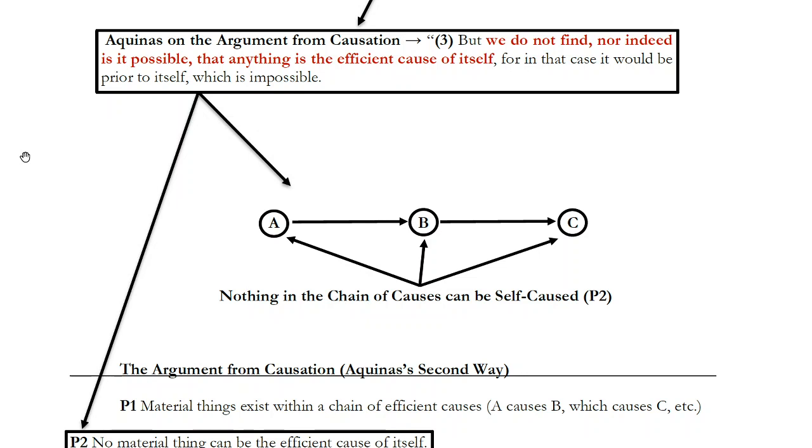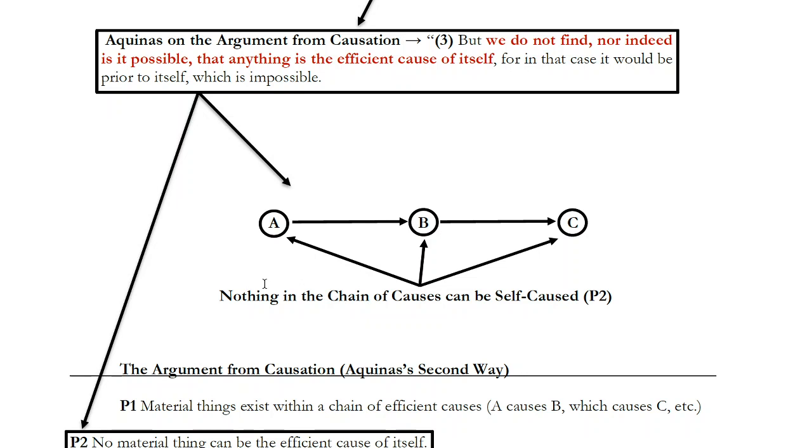So the first possibility you might say, well, okay, where did all these things come from? Of course some things were caused by other material things, but you might say, okay, well, A caused B and B caused C, and maybe where did C come from? Well, it's explained by B. Where did B come from? Well, that's explained by A. But maybe A caused itself. Maybe A brought itself into existence. So maybe at least some of the things in the causal chain are such that they are the cause or explanation of their own existence. So this is a possibility.